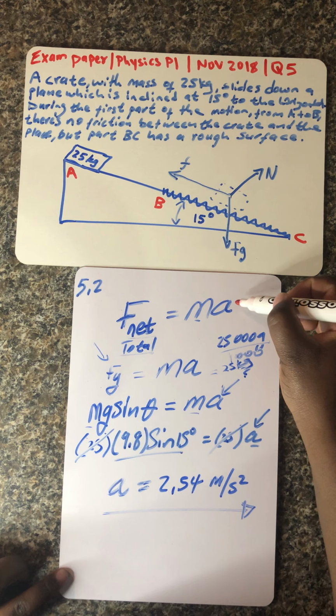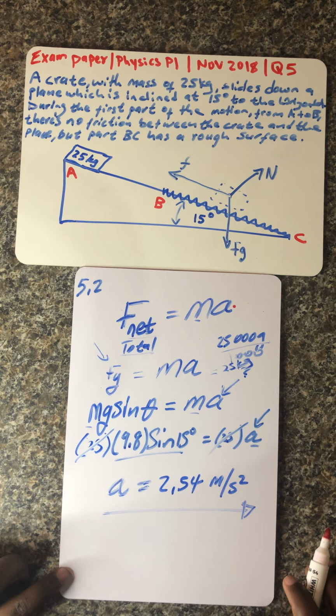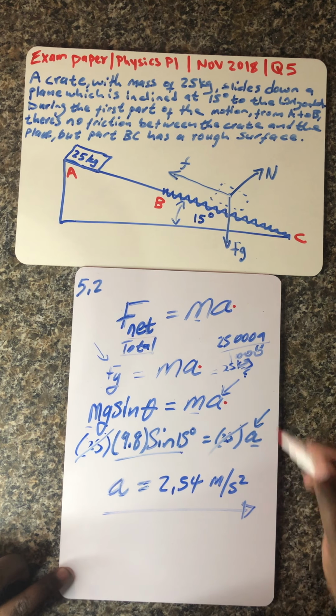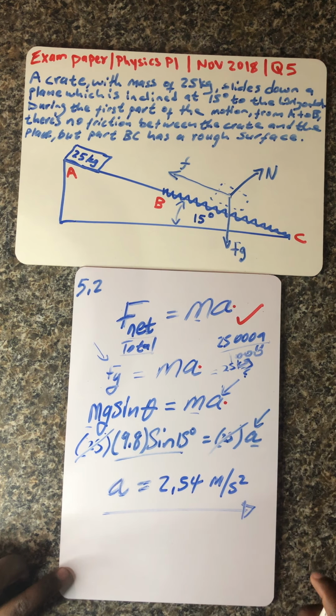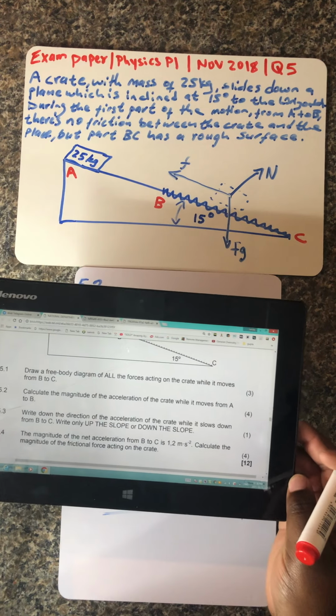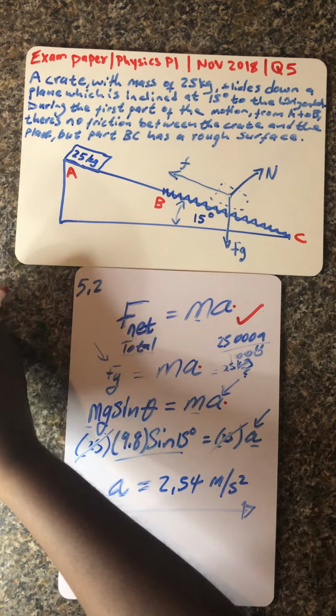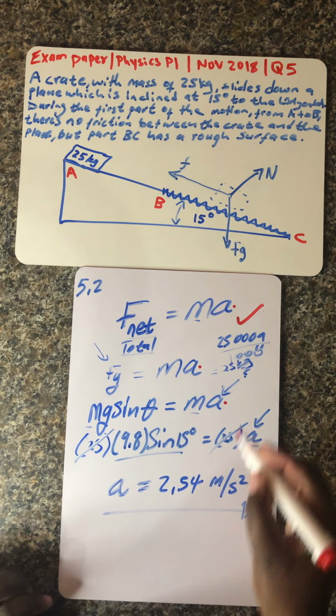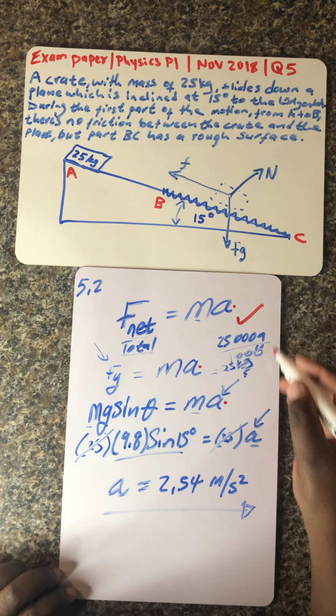Where do you score marks? Guys, you can either write this formula or that formula or this formula. We just give you a mark. Remember guys, this question is allocated how many marks? It's allocated 4 marks, as you can see. So this is where you score your first mark.